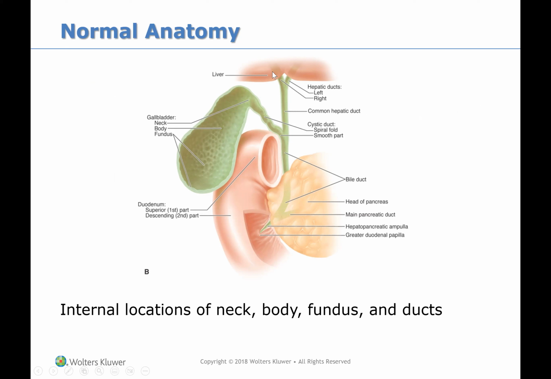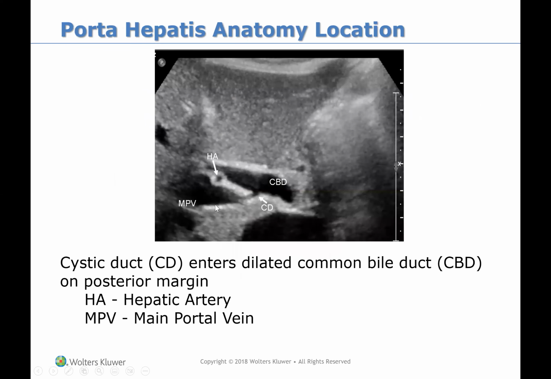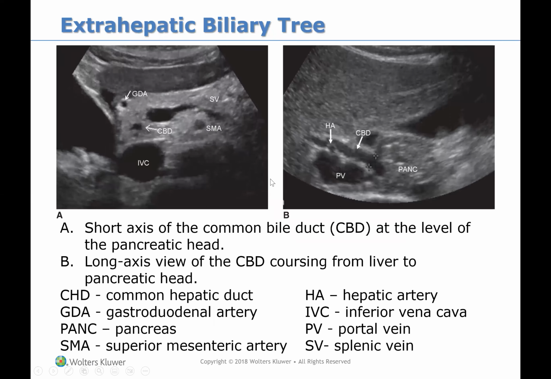So this is what it looks like. There are the hepatic ducts forming the common hepatic duct, cystic duct, and then it forms the common bile duct. And then you can see it coursing through the pancreas into the duodenum there. This is the cystic duct entering the common bile duct. Here's a short axis of the common bile duct in the head of the pancreas. Here's the common bile duct with the hepatic artery up there.